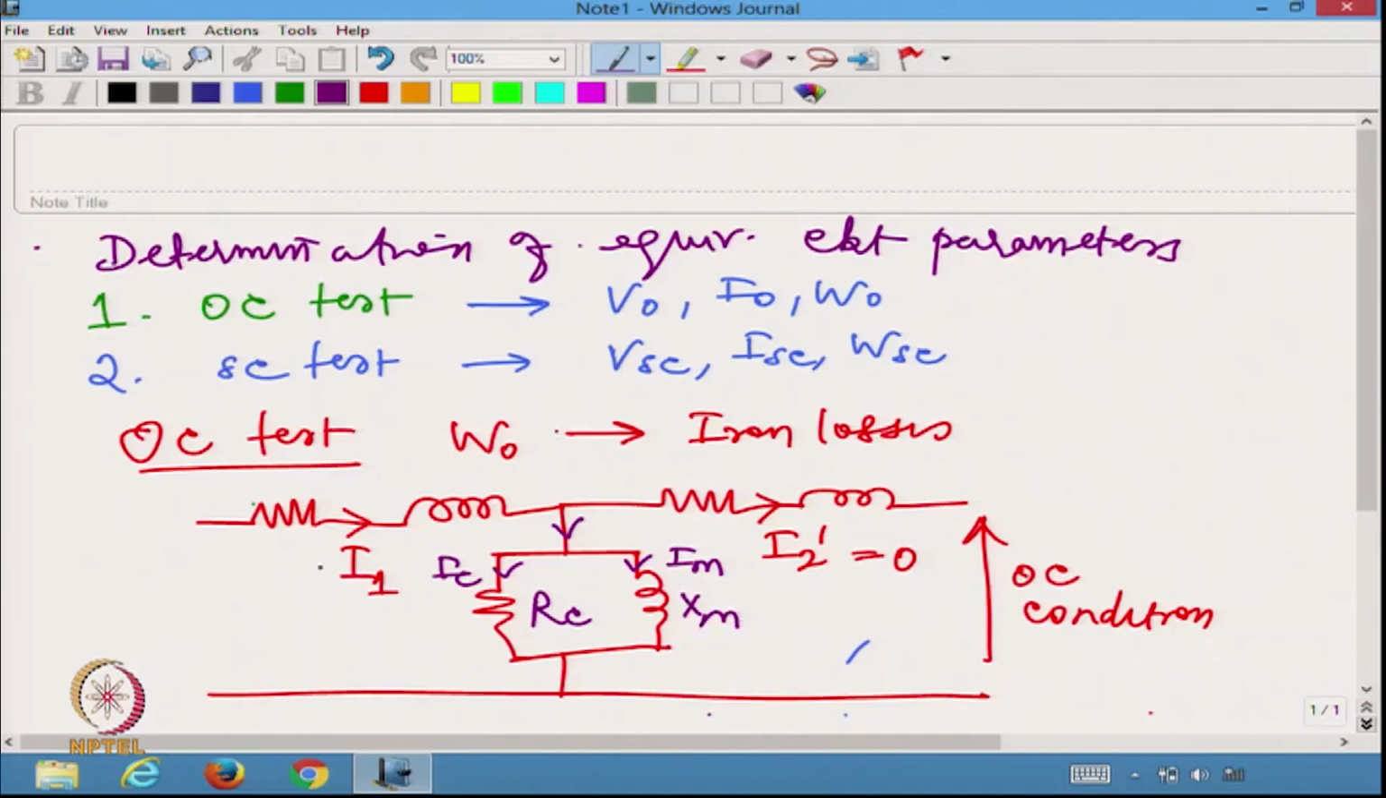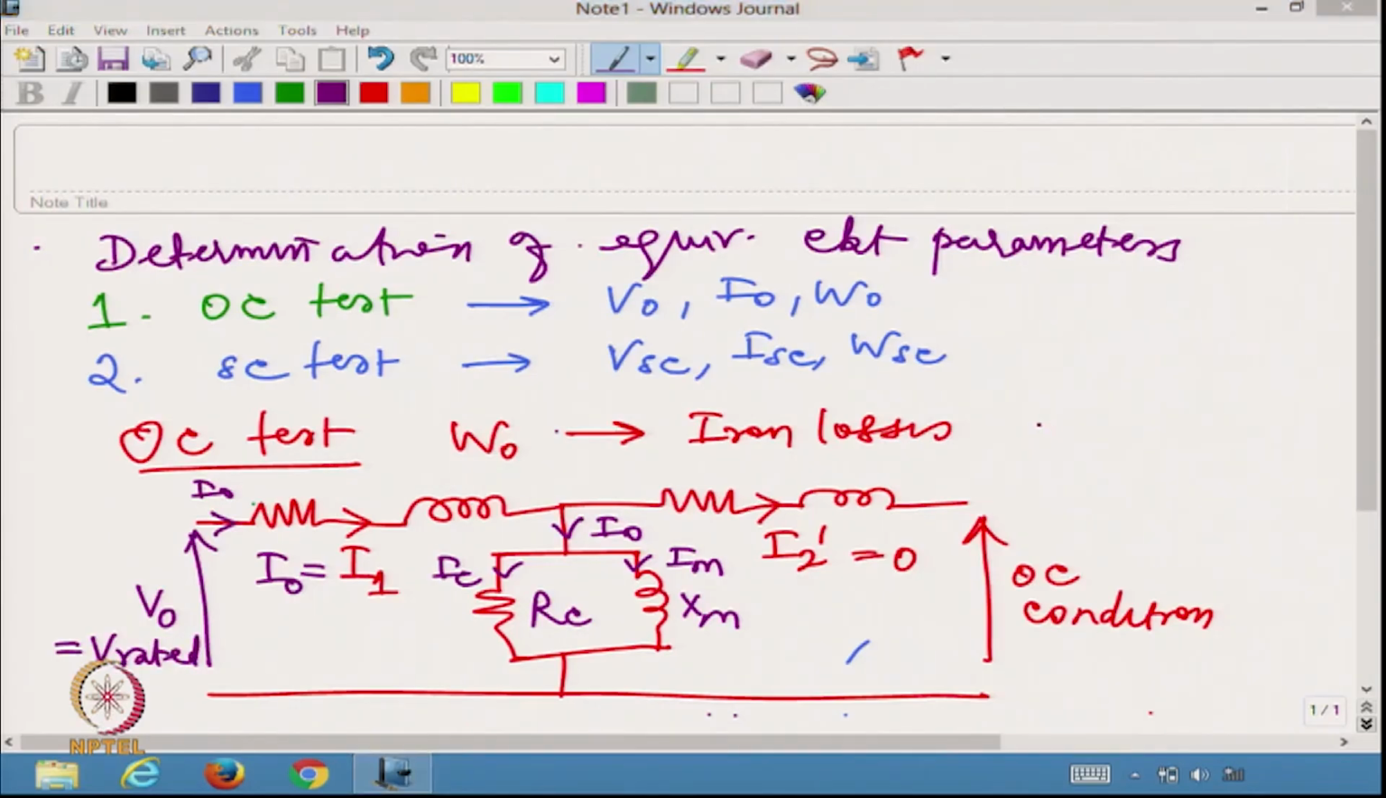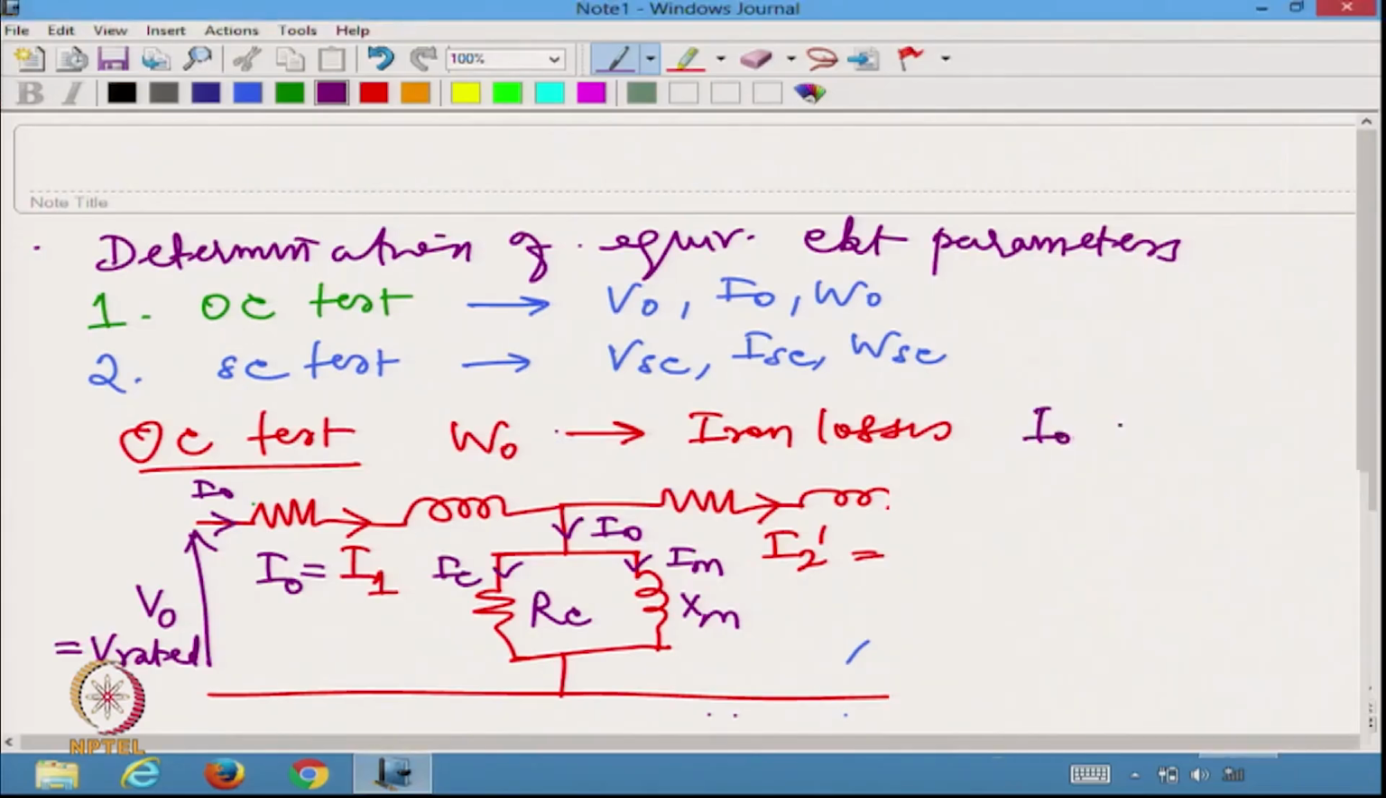So, I1 will be equal to the summation of these two currents, IC and IM, which is I naught. So, essentially only I naught is the current flowing through the transformer under open circuit condition when I apply rated voltage. V naught is the rated voltage that I am applying. Under this condition, we already talked about this, I naught will be only about 5% of my I rated.